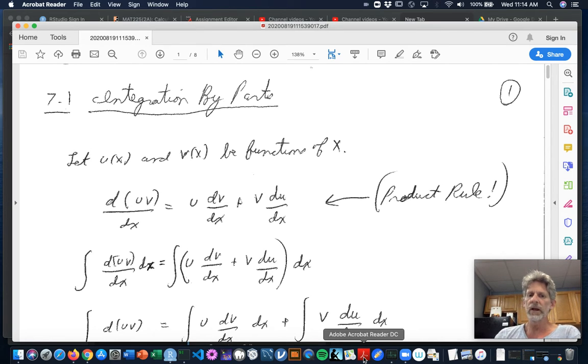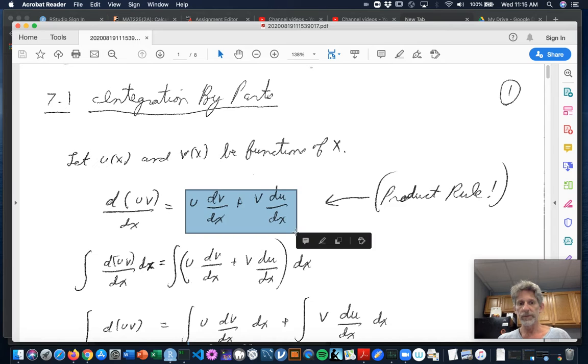Let's get to it by thinking about the product rule in ordinary differential calculus, Calc 1, and let's apply the product rule and do some manipulations. So imagine that u of x and v of x are functions of x. Then their product, u times v, would be a function of x, and so it would have a derivative with respect to x, and the product rule for derivatives gives it to us. First times derivative of second plus second times derivative of first: u times dv/dx plus v times du/dx.